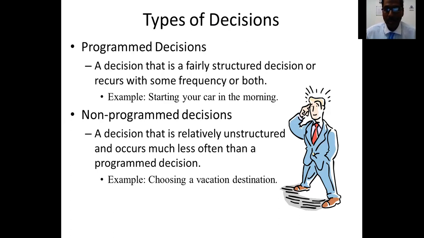Example, choosing a vacation destination. Where do we want to go for vacation? This one we are not taking every time. Once in a while, like once in a year or every 2 years, we take a decision on where we are going for our vacation. So that is a non-programmed decision. Here, things may not be structured, depending upon the location: is it close to our hometown or very far away, and what might be the expenses and all those things. So this is a non-programmed decision.